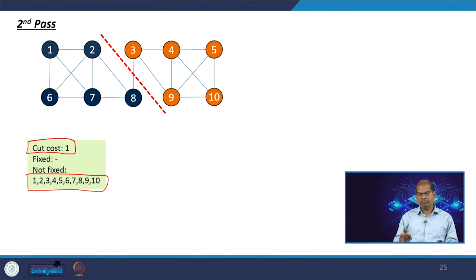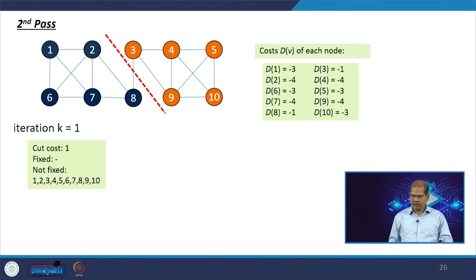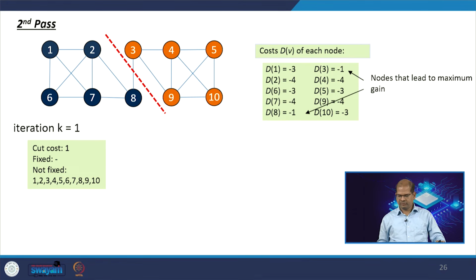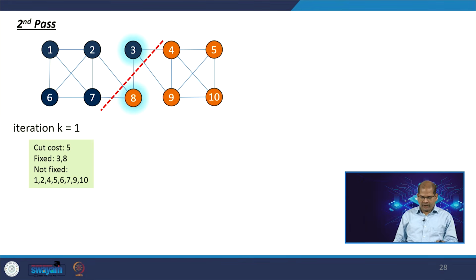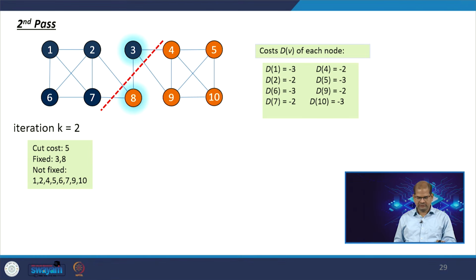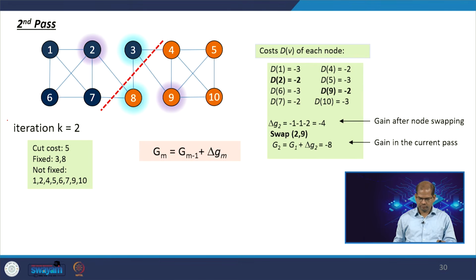So, the same procedure followed in pass 1 will be repeated here. I have to calculate all the D's, and from them whichever gives me the best result, that will be the best gain, and that will be taken and swapped. So, that method will be followed. I am not discussing all the steps, but these are the results for k equals to 2, and the gain for k equal to 2 is basically G is minus 8.